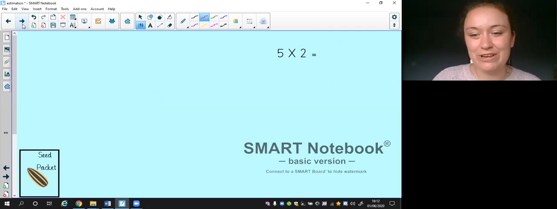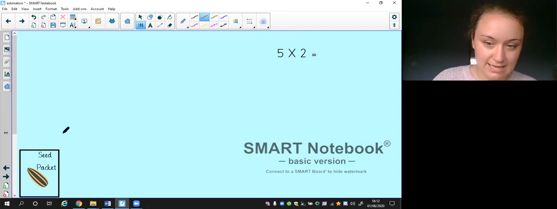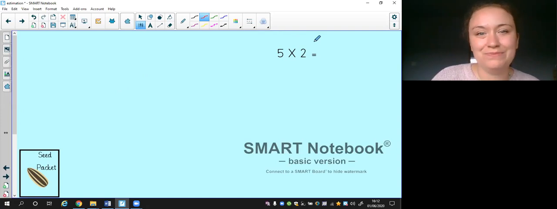Okay, let's read the sentence and then we'll have a go at solving it. Let's use the word times first. 5 times 2 equals. Now let's use the words rows of. 5 rows of 2 equals. Now let's add in our story with our seeds. 5 rows of 2 seeds equals.